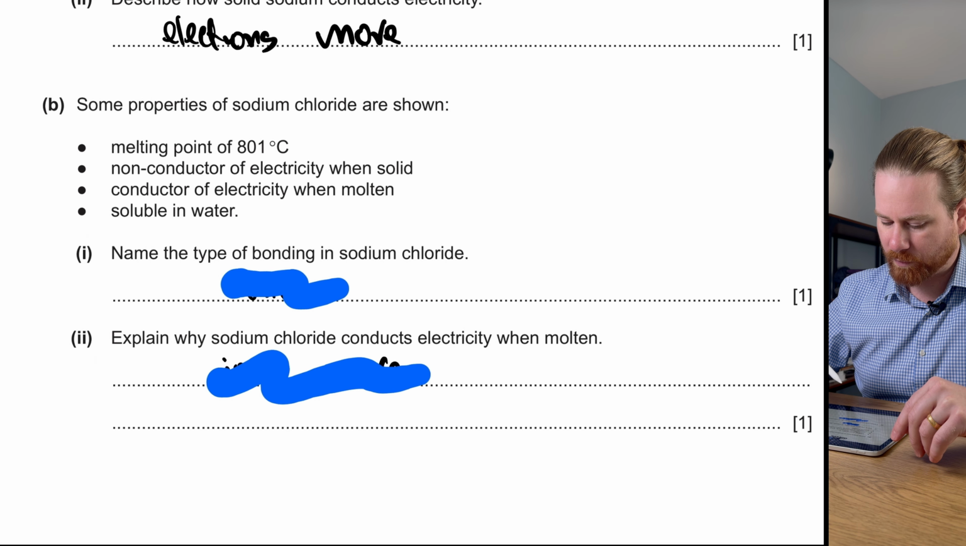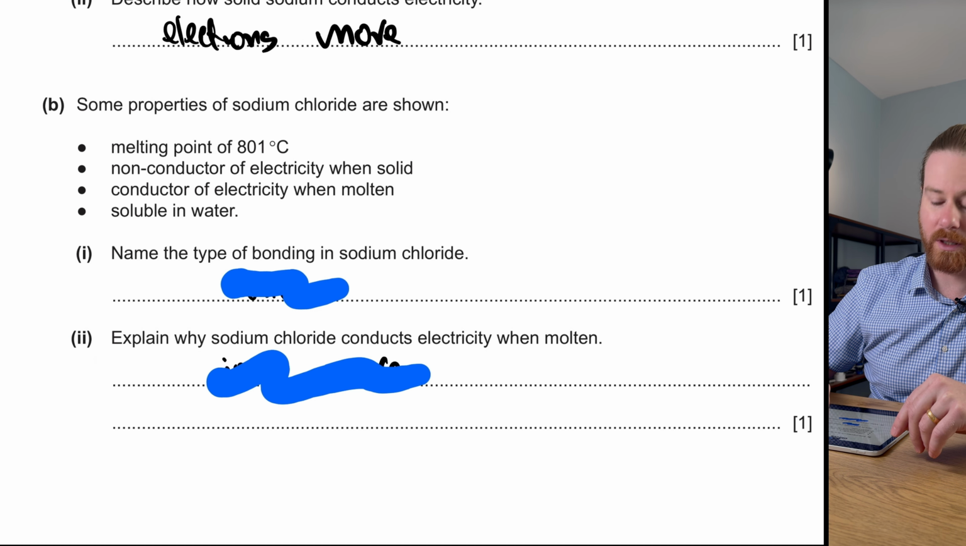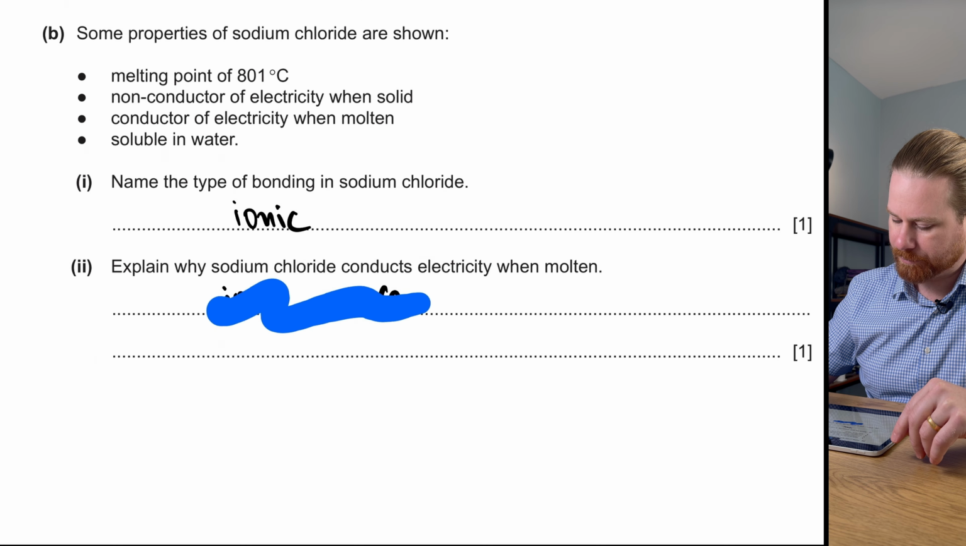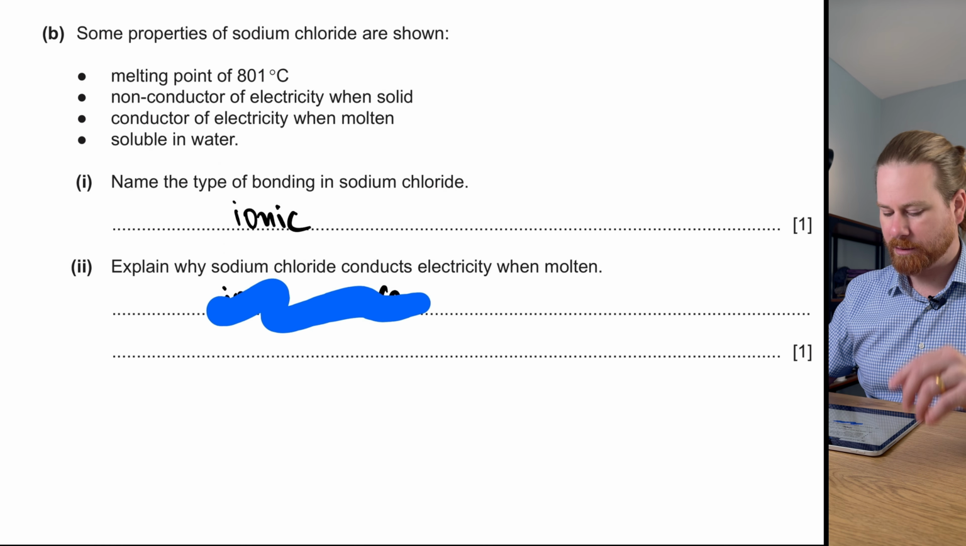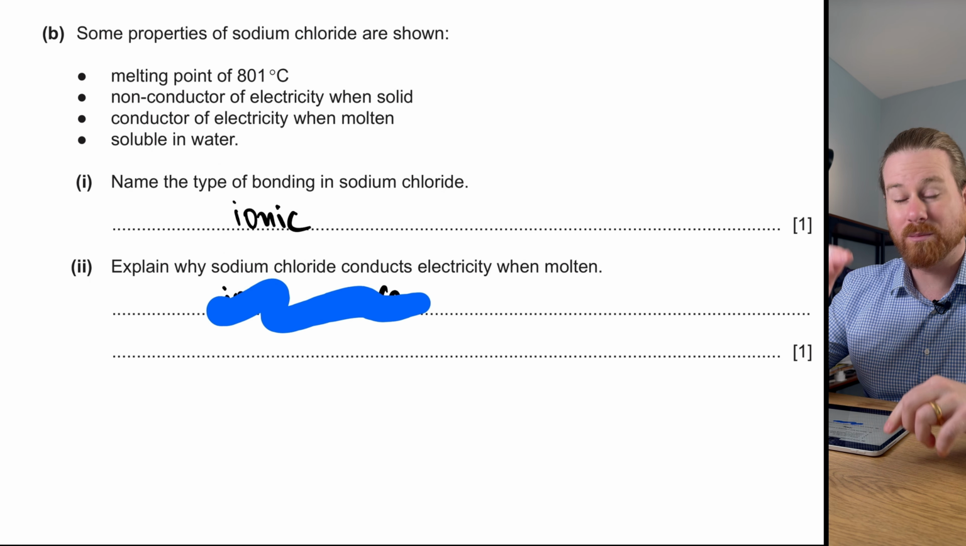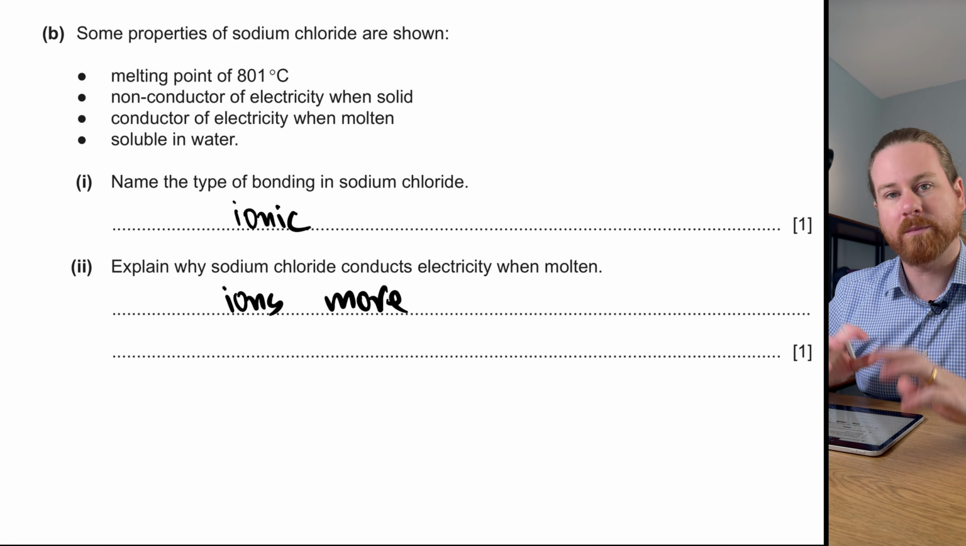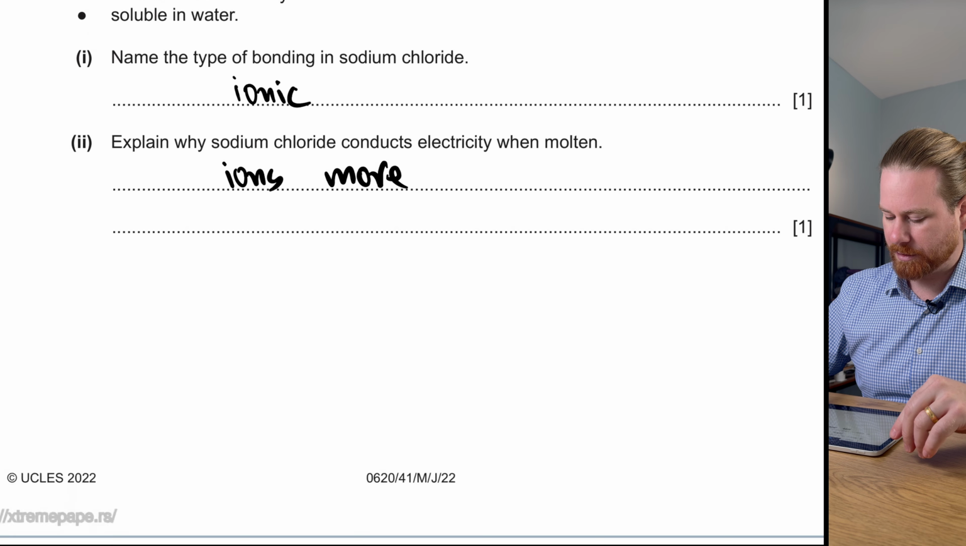Very nice. Name the type of bond in sodium chloride. Well, it is between two ions, so it's going to be ionic bonding. And then explain why sodium chloride conducts electricity when molten. This is because when it's molten, the ions are free to move. So the ions can move, but only when it's molten or dissolved in a liquid.